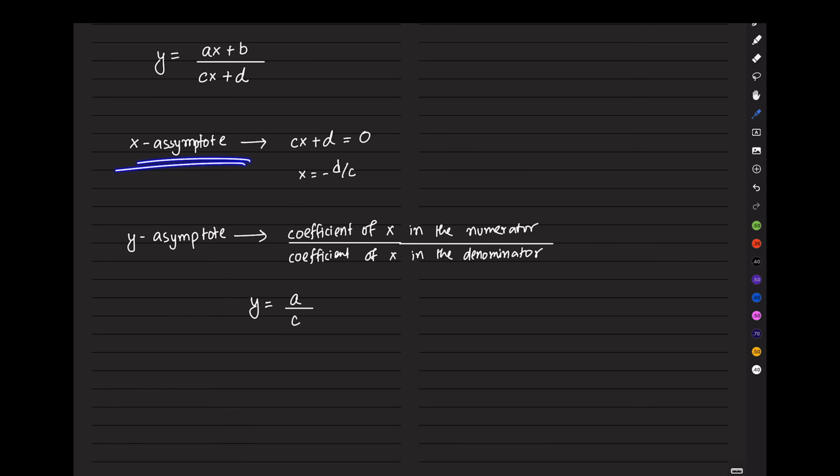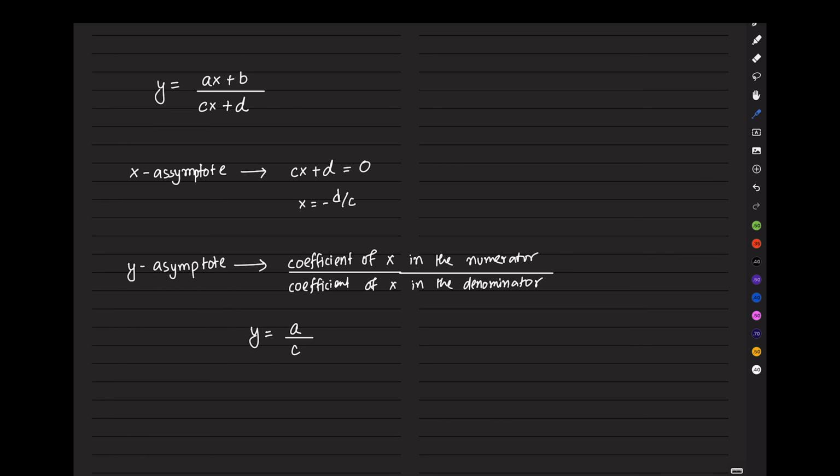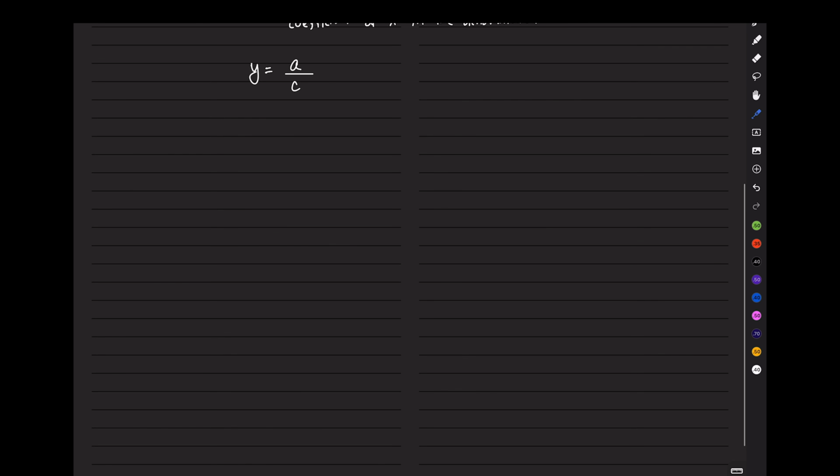It's basically a value that the graph can never be equal to. If I try to show you the example of this equation, it's y equals (3x minus 5) divided by x. So the x asymptote is basically x equals 0, and the y asymptote is 3 divided by 1, which is 3. Okay.